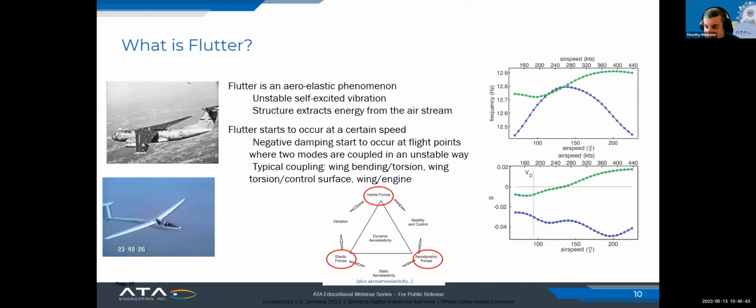The figure on the right shows an example plot of frequency and damping versus airspeed. What you'll see is that as we shift between 200 and 280 knots, these two modes shift to be on top of each other, and the damping of the mode in green goes positive, or what we call negative damping. Basically it's saying that at that airspeed, there is a risk of this flutter occurring.